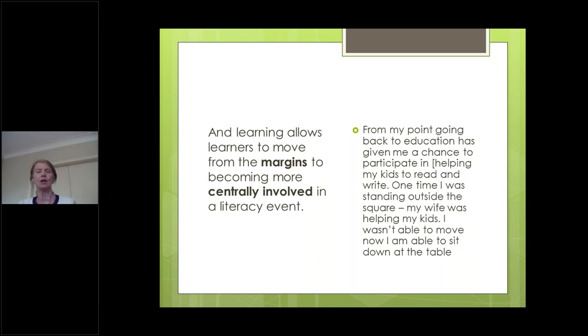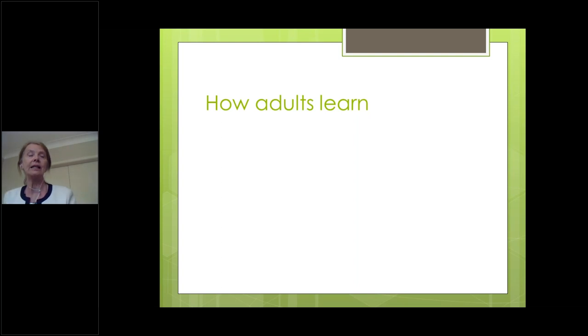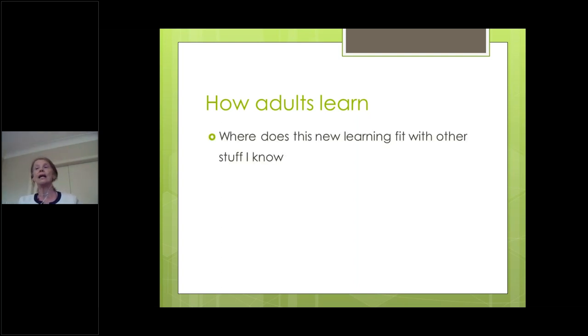I think that's a lovely metaphor, the idea of learners, as part of their journey, standing outside a square, not being able to participate in a literacy event like teaching their children to read, and with learning, being able to become more centrally involved in an event. And so the next key thing is that learning builds on experience, so that the learner's experience is there as part of the room. We invite learners to talk about their previous knowledge of what we're teaching them, or their previous experience, or even their previous feelings about what we're doing at the moment. And we discuss with learners where this new learning fits with other things they know, so that learning builds on previous experience is another important element.